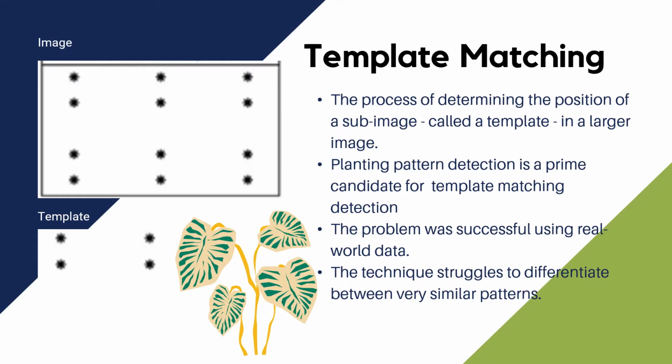Template matching is a process of determining the presence and/or location of a subimage, called a template, in a larger image. This was hypothesized as a good candidate for the orchard structure classification project because the planting patterns we were using were made up of repeating geometric shapes, and those shapes would constitute the templates. This approach was also successful in detecting planting patterns in the real-world data sets we were given, under the assumption that the rows were straight and not curved. However, it was limited as the technique could not differentiate between two very similar patterns.